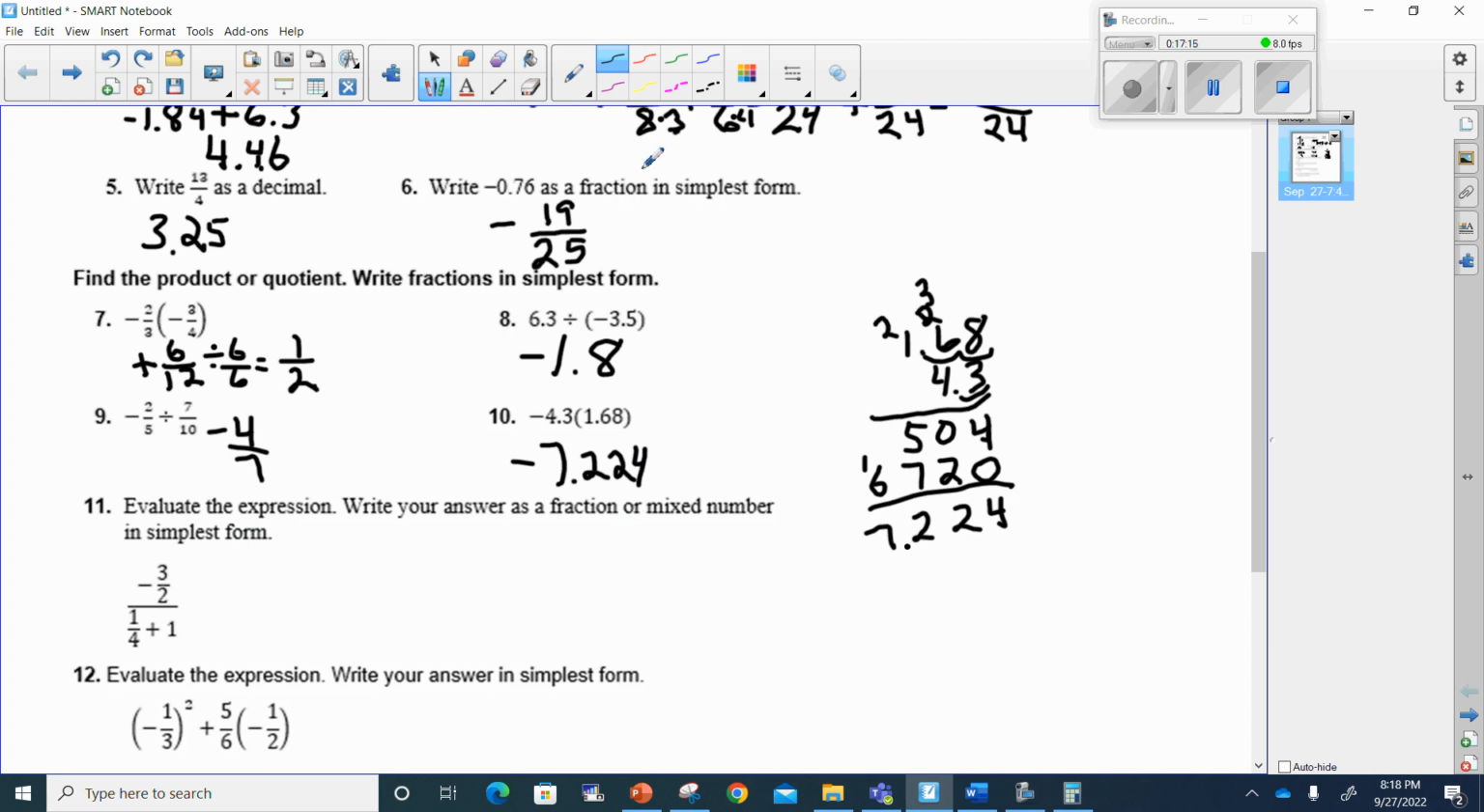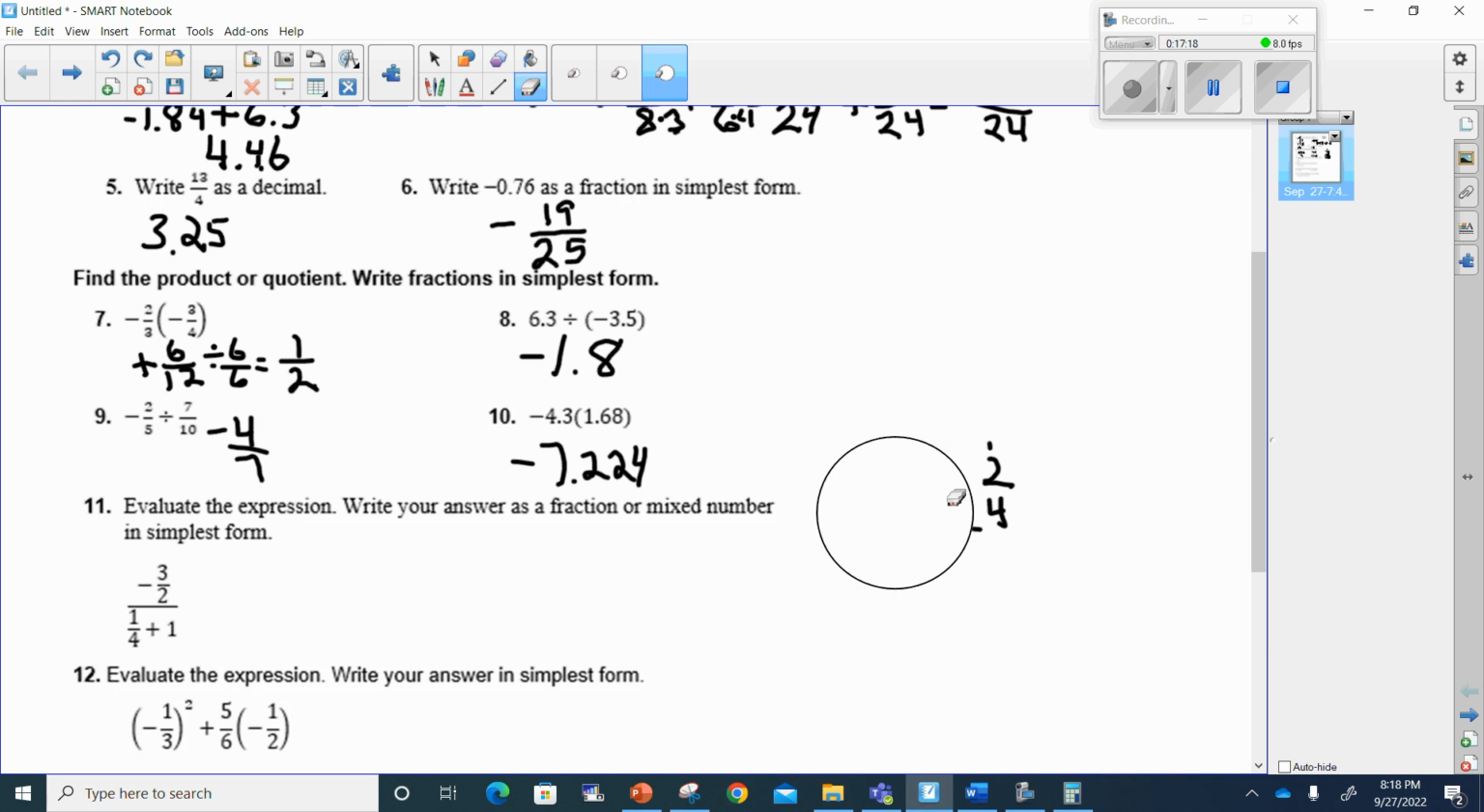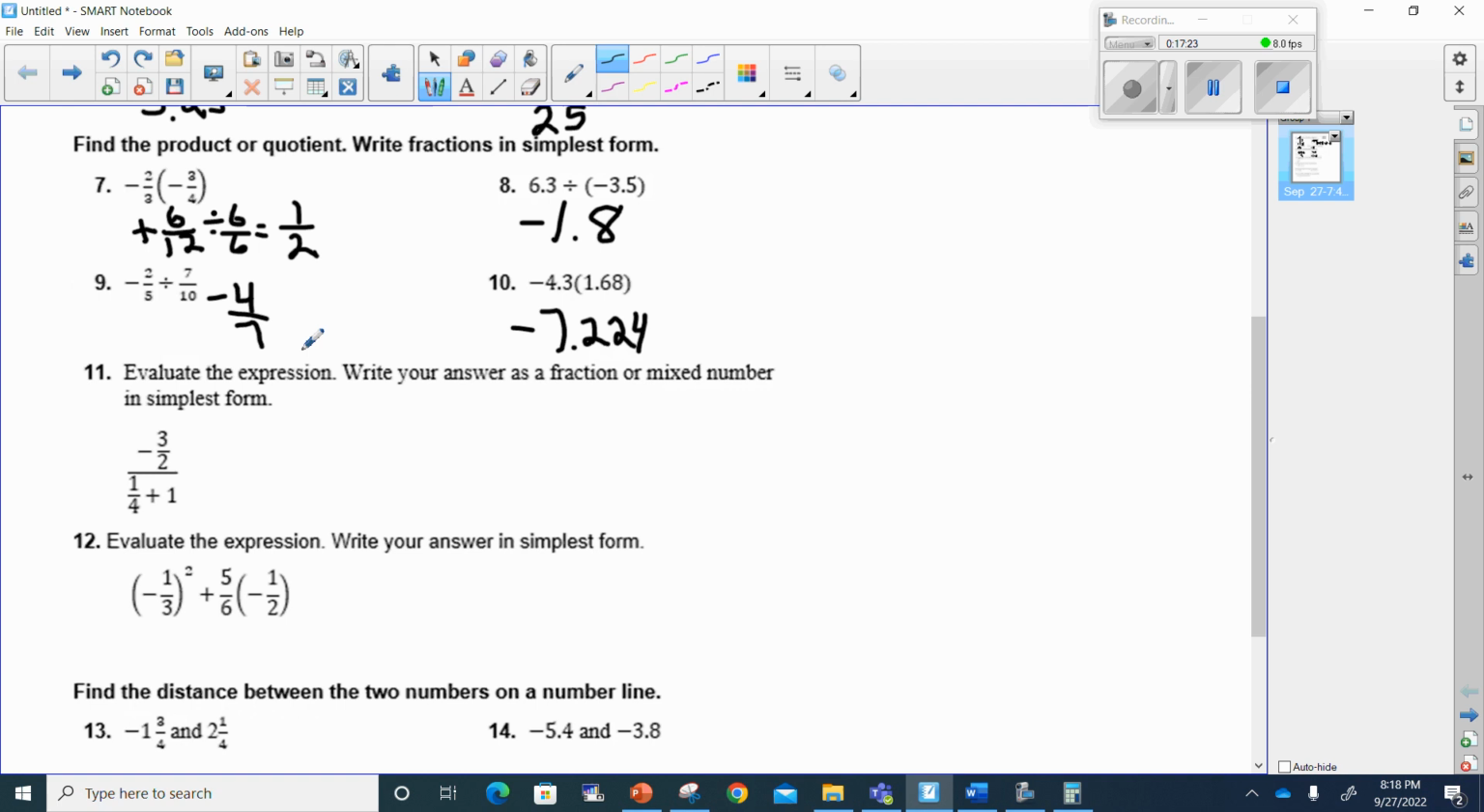All right, let's go ahead and check number 11 out. Evaluate the expression, write your answer as a fraction or a mixed number in simplest form. Well, we've got negative 3 over 2. That's a negative, right? We got that over 1/4 plus 1. Well, 1/4 plus 1 is just going to be 1 and 1/4. So I can rewrite that.